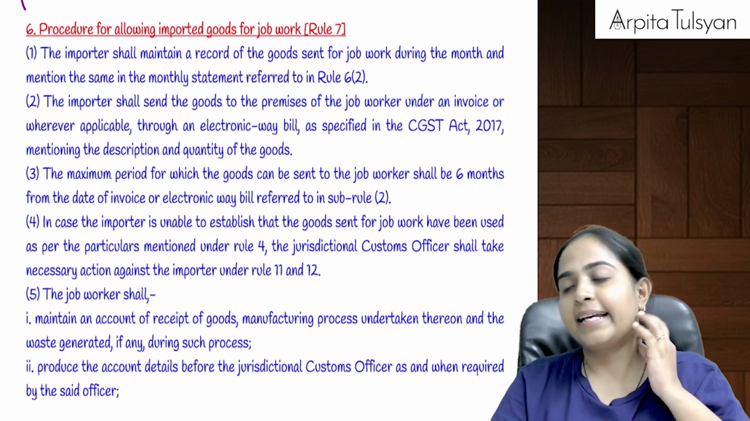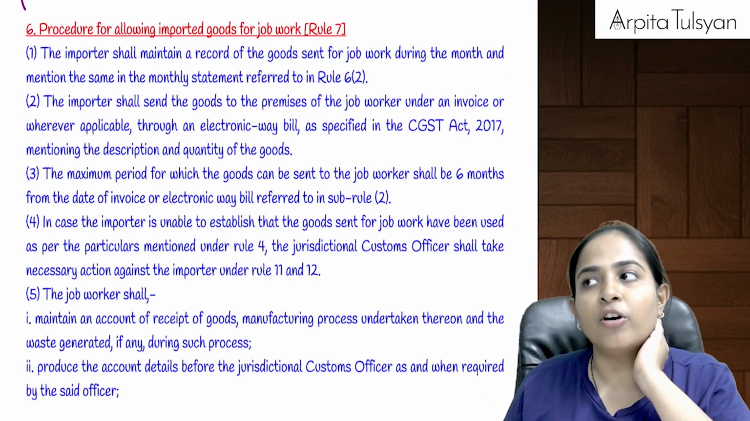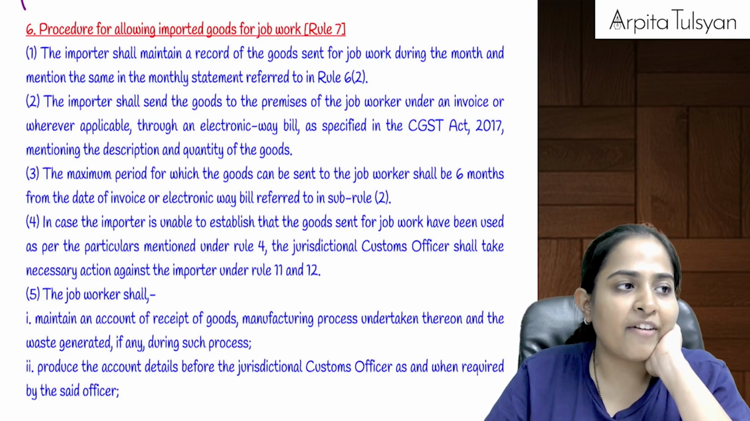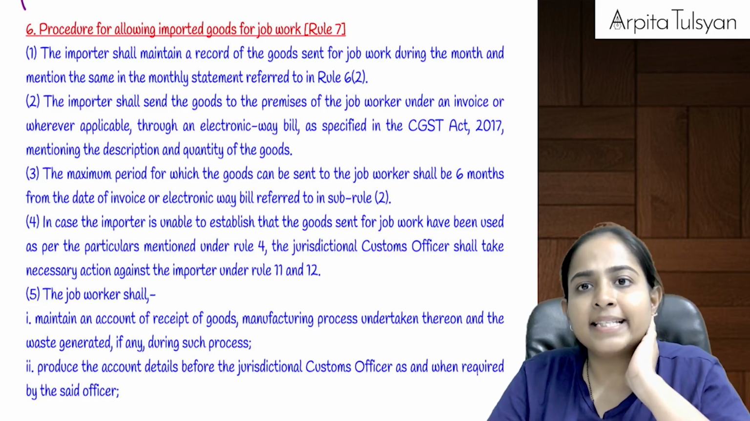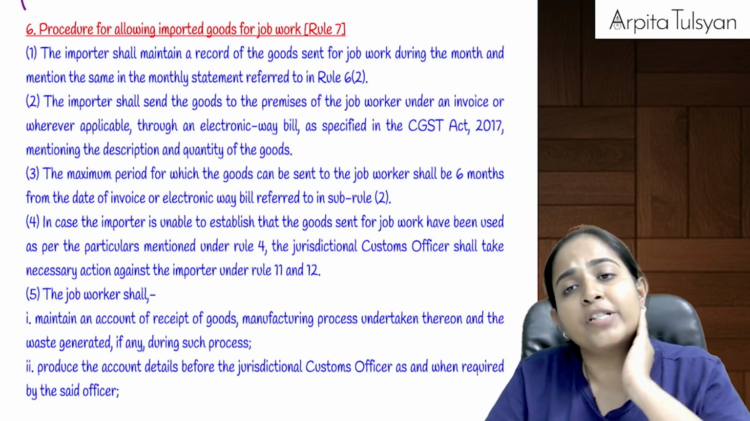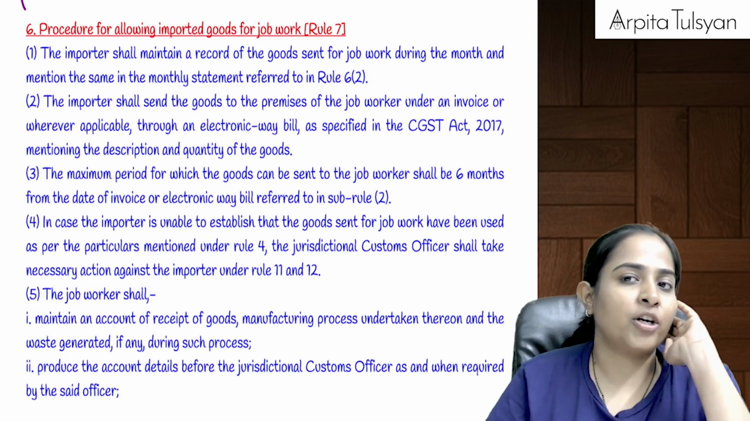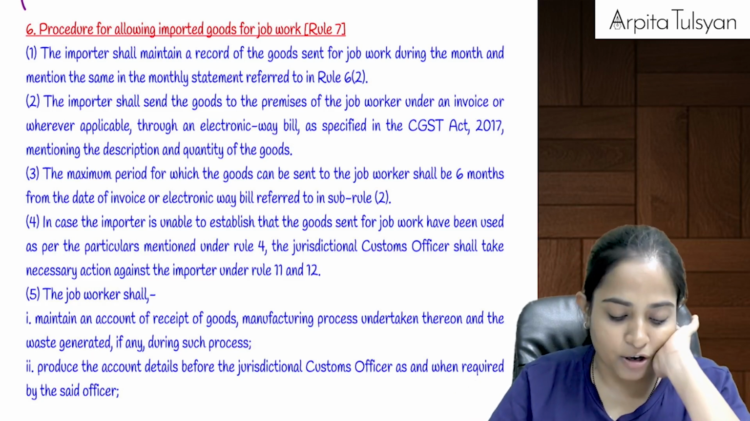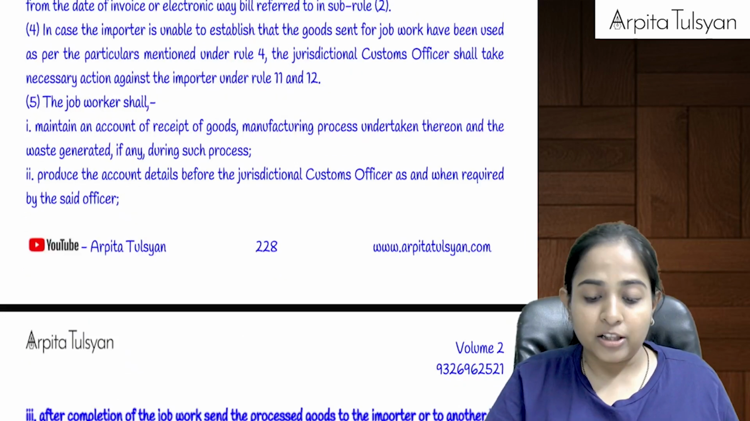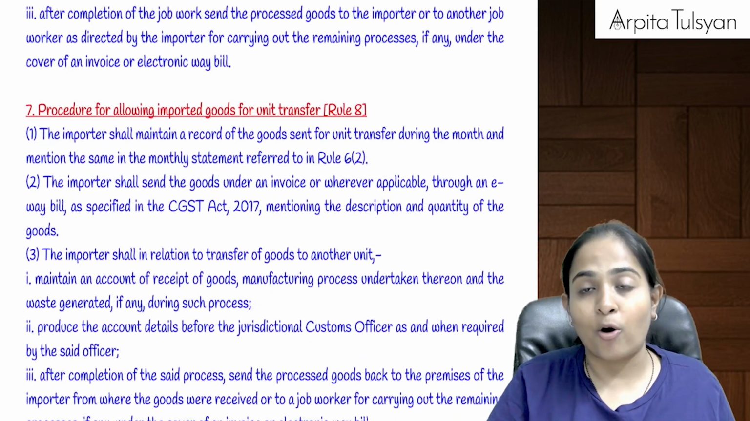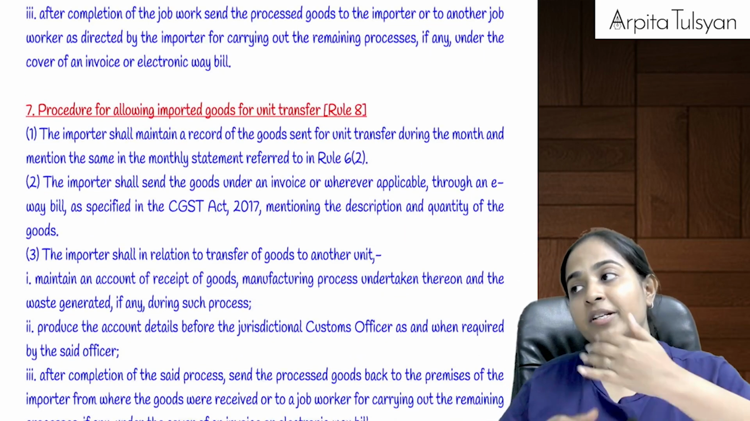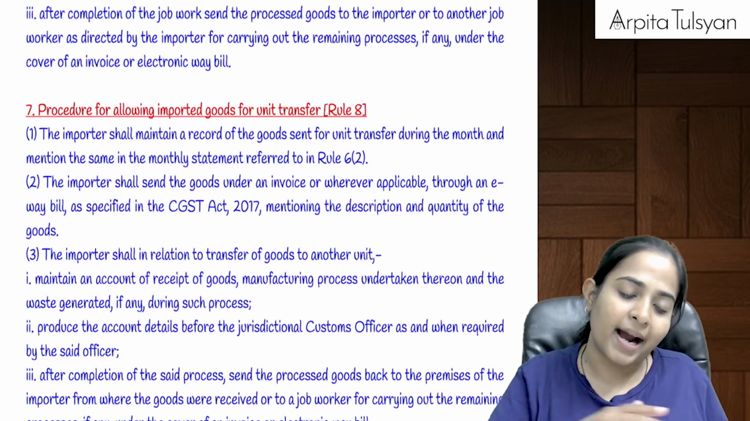Okay, then can I send these raw materials to my job worker also? Yes, if the manufacturing is being done by the job worker, then I can send it to the job worker under cover of an invoice or e-way bill, but I have to make sure that I get it back from him within a time period of 6 months. And the job worker is also required to maintain all the details. How much did he receive? How much did he manufacture? How much did he send back to the importer?